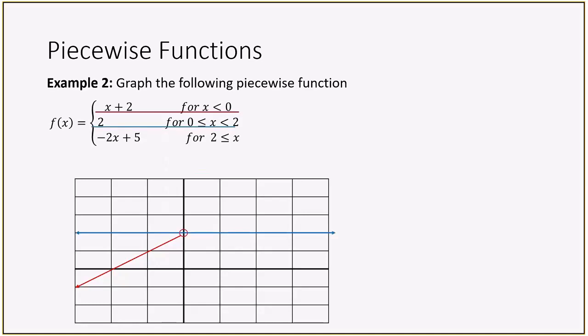If I'm going to graph 2, f of x is equal to 2, that's just a horizontal line. And now I'm going to erase everything less than 0 and everything greater than 2, because my piecewise function just is going to exist in between those two values of x. And I'm going to put a closed dot on 0, and an open dot on 2.